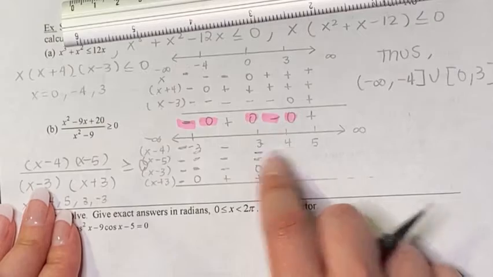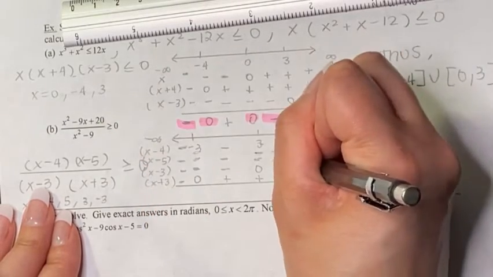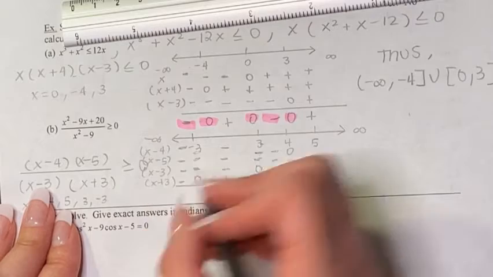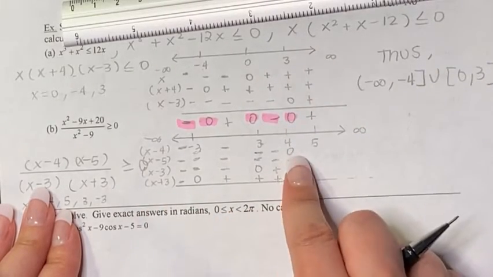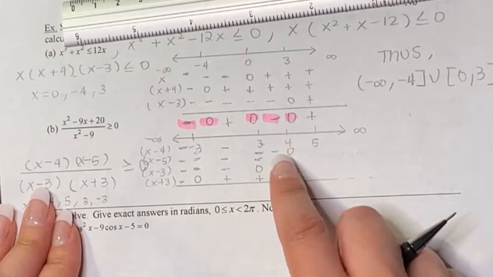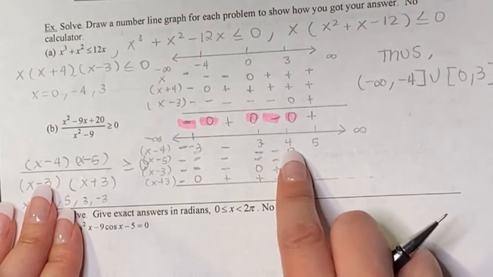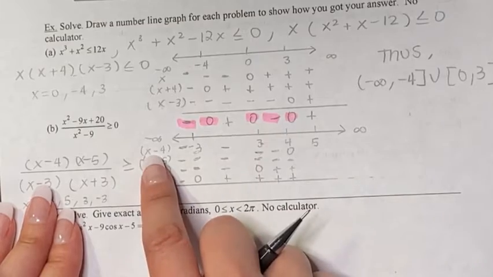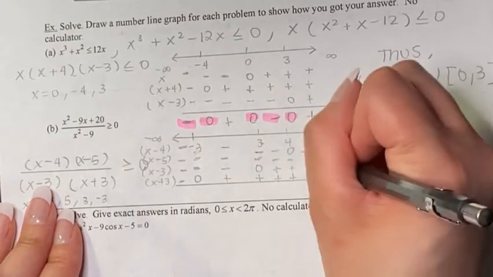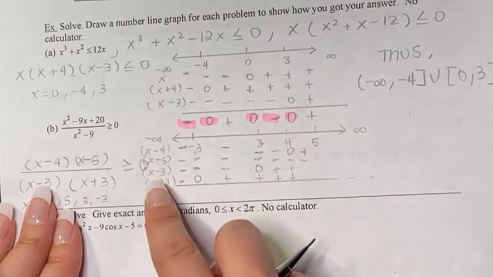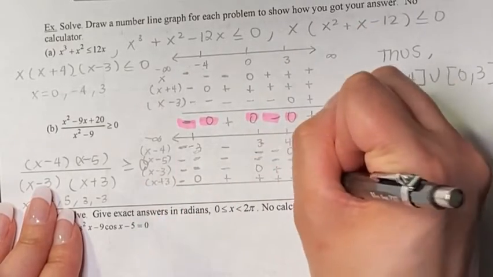Then I would put 4. 4 minus 4 is going to be 0. 4 minus 5, that's going to be negative. 4 minus 3, that's going to be positive. 4 plus 3, that's going to be positive. And then you need to plug a number in between 4 and 5. In this situation, I would plug 4.5. 4.5 minus 4, that's going to be positive. 4.5 minus 5, it's going to be negative. Then we have that 4.5 minus 3, that's going to be positive. 4.5 plus 3, that's going to be positive.